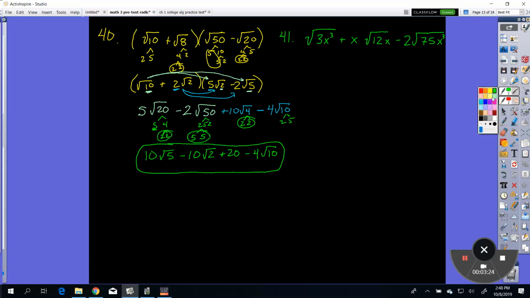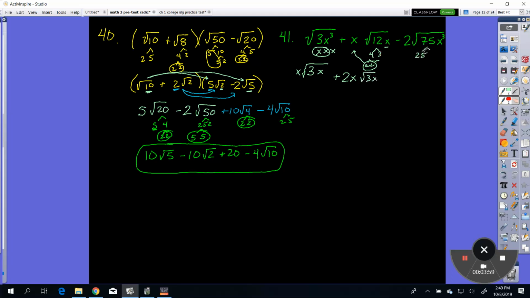On 41, it wants us to add, and it says 3x cubed. So realize the x cubed is x times x times x, so there's one pair that comes out. So that's 3x left inside and an x on the outside. 12 is 4 times 3, so 2 and 2, so there's a pair of 2's that come out, and they multiply this x. So that's plus 2x, and then the 3 and this x are left over, square roots of 3x.